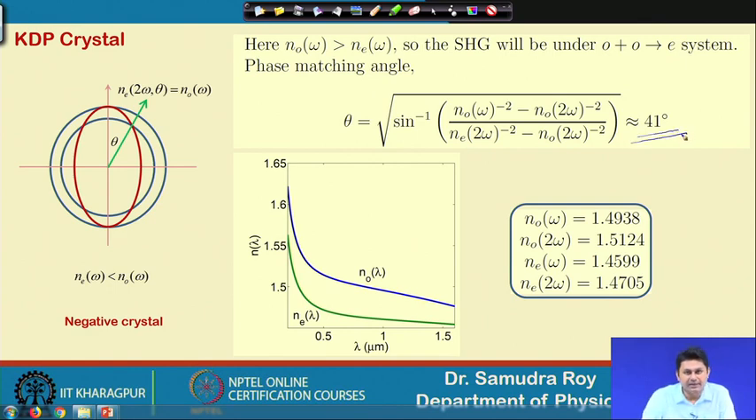This is the Sellmeier curve for the refractive index variation for the KDP crystal. From the Sellmeier equation we can easily find the values of these coefficients or this refractive index at a particular wavelength. So, this information we already had in our previous class.